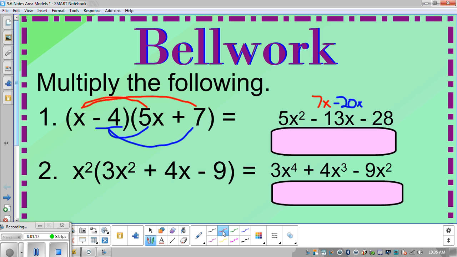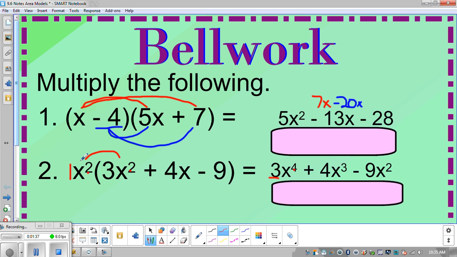On our next one, when you distribute x squared times 3x squared, if we multiply the coefficients 1 times 3, that's where the 3 came from. And then remember, when you multiply terms, you add the exponents. 2 plus 2 is 4.